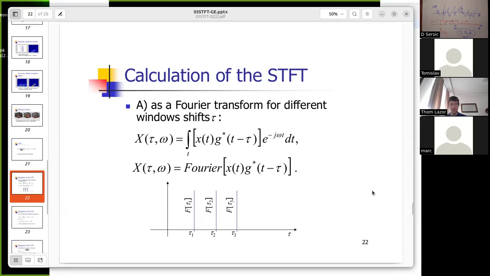But there's also an alternative way to calculate it. It's all good with this approach, but the other one will bring us to filter banks. And filter banks will be the way to realize not only the short time Fourier transform, but also the wavelet transform and all other stuff that we need as a bank of filters.